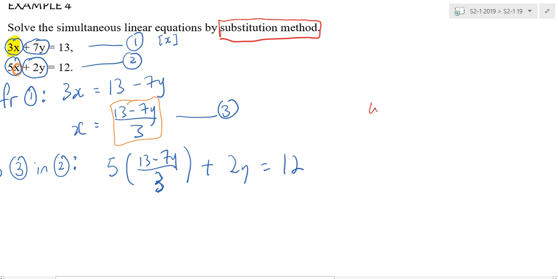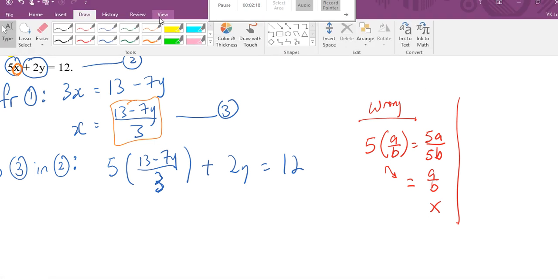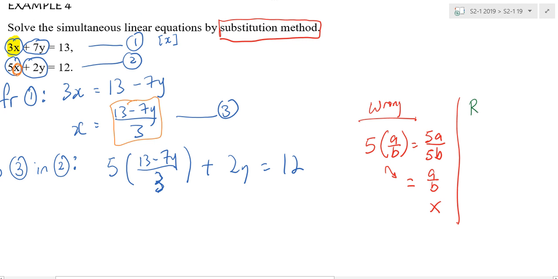Okay, now I show you the wrong one first. Now what happens when I have 5a over b? This is 5a over 5b. Why this is wrong is because you notice the 5 and 5 can cancel. So left with a over b. So my question is, are they equal? No, right? How can 5a over b equals to a over b? So what is the correct one? The correct one is the 5 actually belongs to the top. And therefore, you have 5a over b.